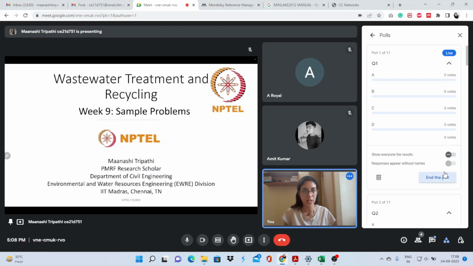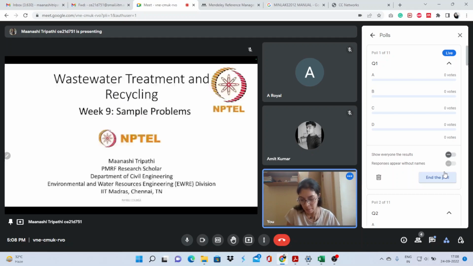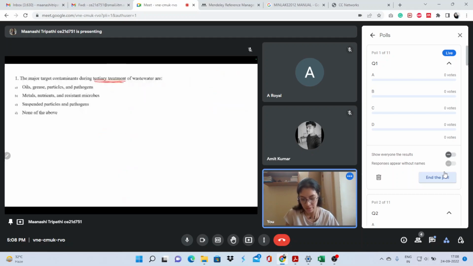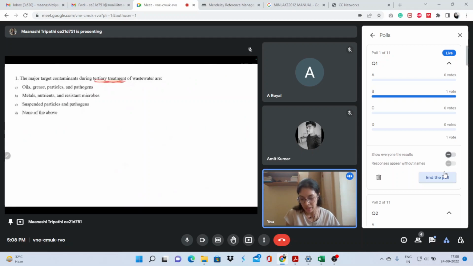So I hope you can see the polls for question number 1, and this is question number 1. The major target contaminants during tertiary treatment of wastewater are, we are talking about major tertiary pollutants: oil, grease, particles, pathogens; metal nutrients and resistant microbes; suspended particles and pathogens; or none of the above.